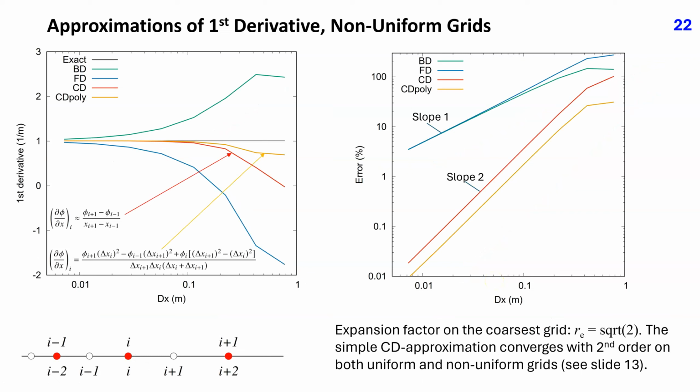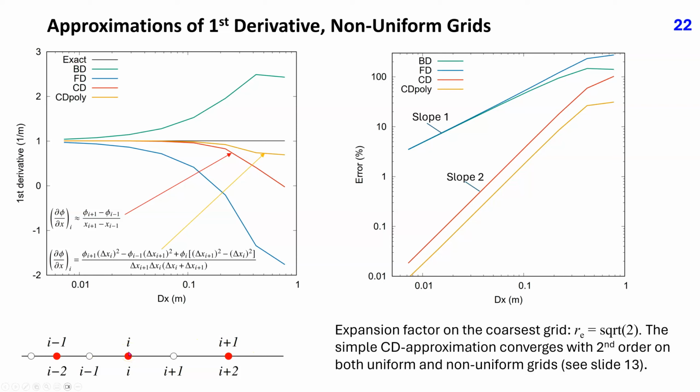Let us now see what happens when the grid is non-uniform. On the coarsest level, the grid spacing to the left of grid node at x equals 0 was 0.781 meters and to the right 1.105 meters. The expansion factor is equal to square root of 2. The grid is then refined by inserting new grid nodes such that the expansion factor remains constant and equal to the square root of the expansion factor at the next coarser grid, as shown in this figure.